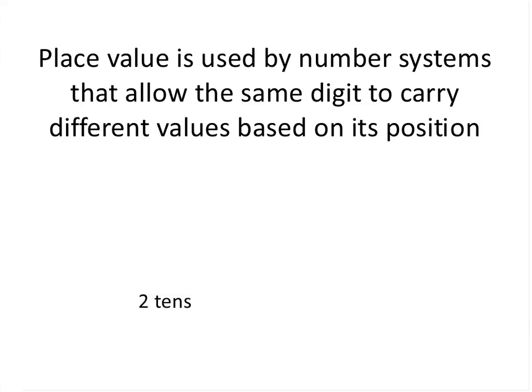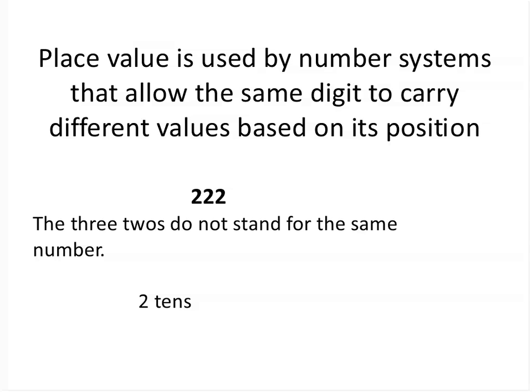So what's place value about? Well, it's used in a number of systems, and it allows us to use the same digits to explain the various places and the various numbers. Having a look at 222, we can see that there are 3 2's, and the 3 2's obviously do not stand for the same number. There are 2 hundreds, 2 tens, and 2 ones, or units in this case.